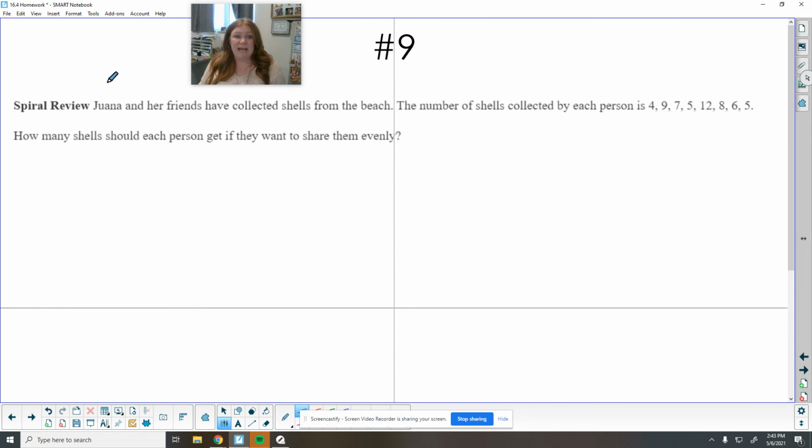Number 9, Juana and her friends have collected seashells from the beach. The number they collected is here for each person. How many shells should each person get if they want to share them evenly? So this is like our fair share or the average. So we want to put all of our shells together, add them up, and then divide by how many people there are so everybody gets the same amount.